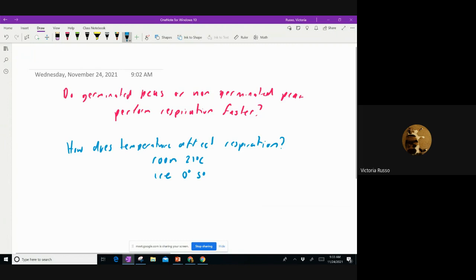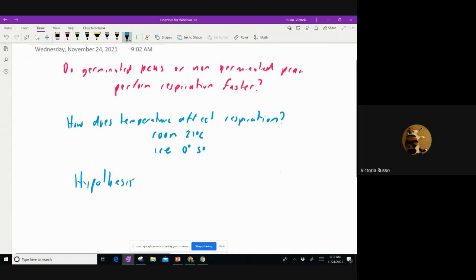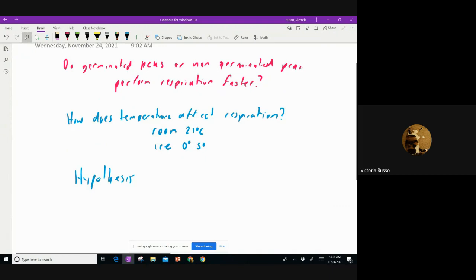So what I would like you to do is, for each of these problems, which one does it faster, germinated peas or non-germinated peas? And for the other problem, how does temperature affect respiration? Does it increase the rate or decrease the rate? I would like you to right now, and I'm not going to do it, write a hypothesis for each of those questions. Again, the two questions are: do germinated peas or non-germinated peas perform respiration faster? And how does temperature affect respiration?